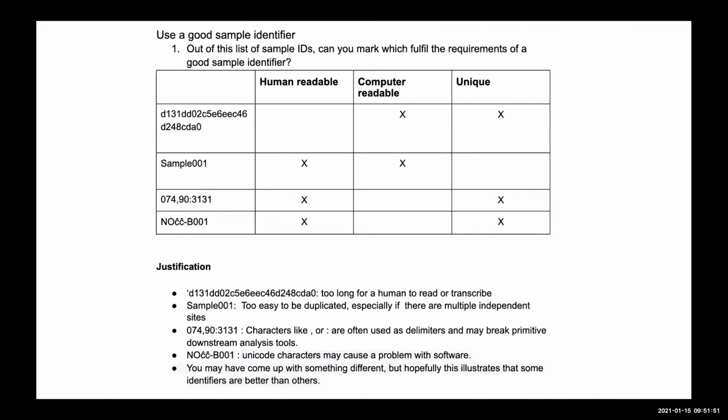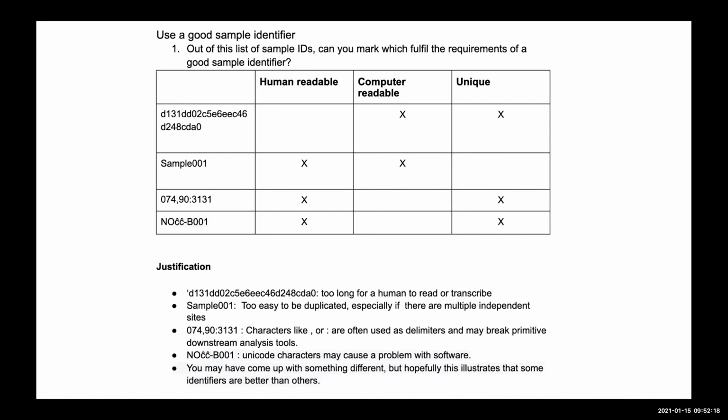So the first one is basically an MD5 checksum. It's long, it's unique looking, probably computer readable, but it's not human readable. It's not something you want to have in lab books and transcribe and explain to someone over the phone. The second one is the sample 001, which is human readable, it's computer readable, but it's probably not unique. Many people are probably going to adopt that sort of naming and you're going to get confusion.